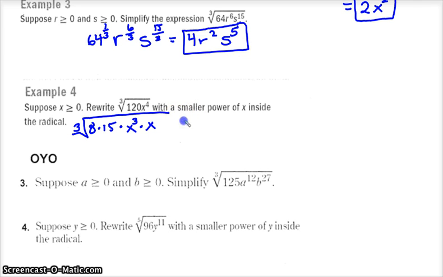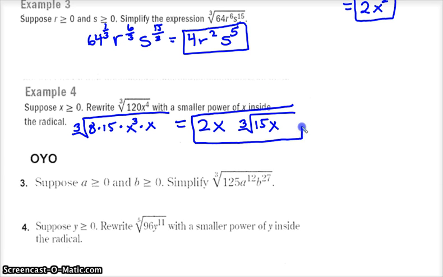So here goes nothing. When I take the cubed root of 8, I get 2. When I take the cubed root of 15, I can't take that evenly, so it stays underneath the radical. When I take the cubed root of x cubed, I get x. And when I take the cubed root of just x, I can't do it, so it has to stay underneath the radical. So my final answer is 2x times the cubed root of 15x. It doesn't look simplified, but that's my final answer.